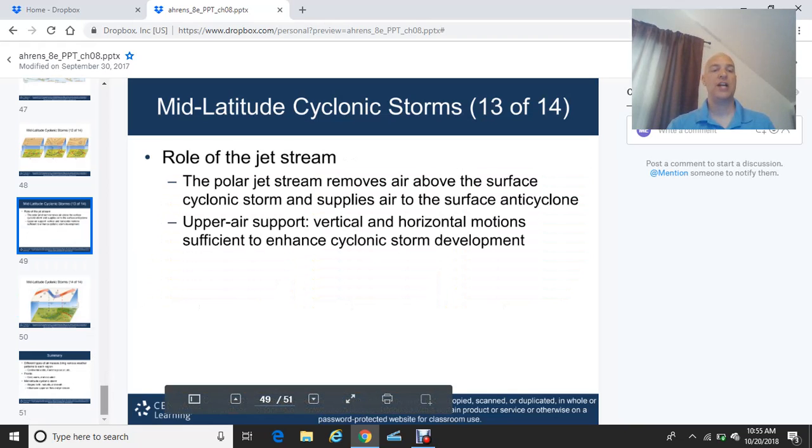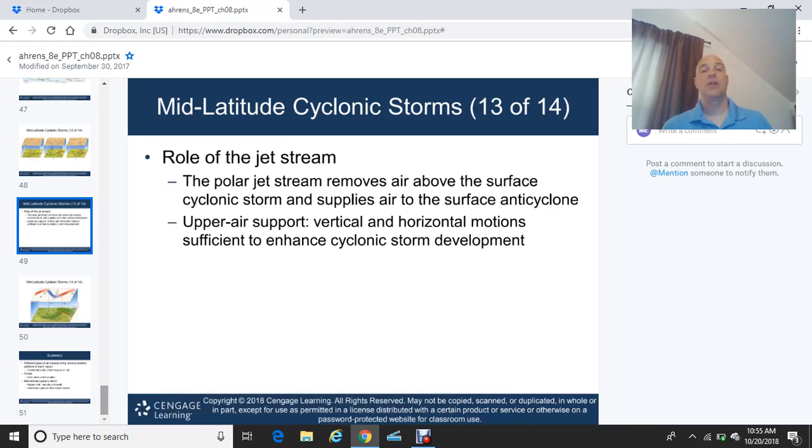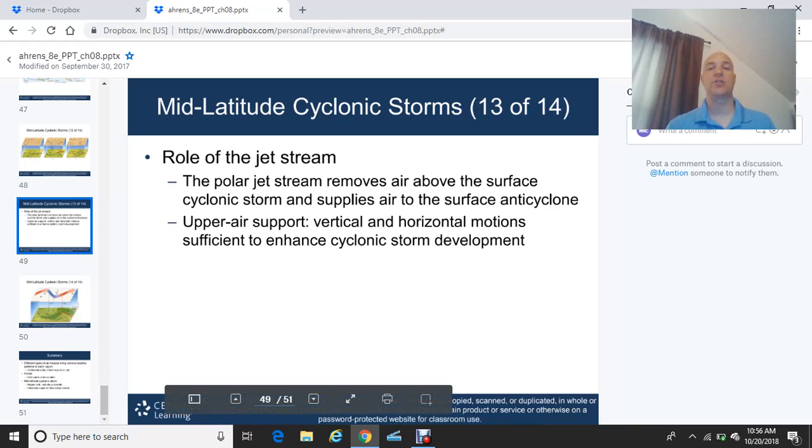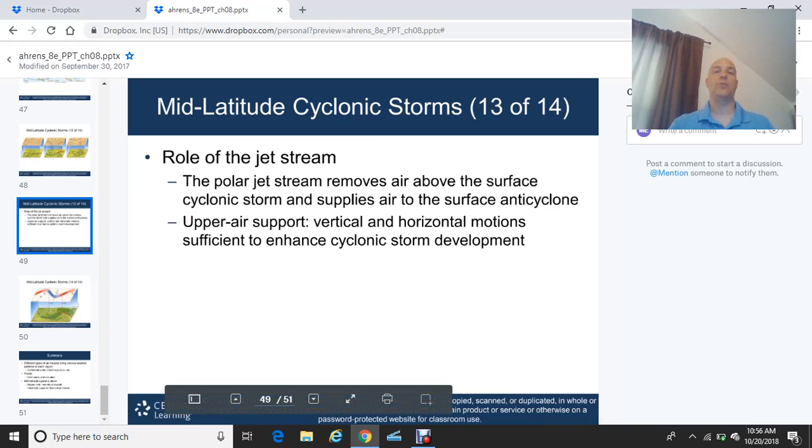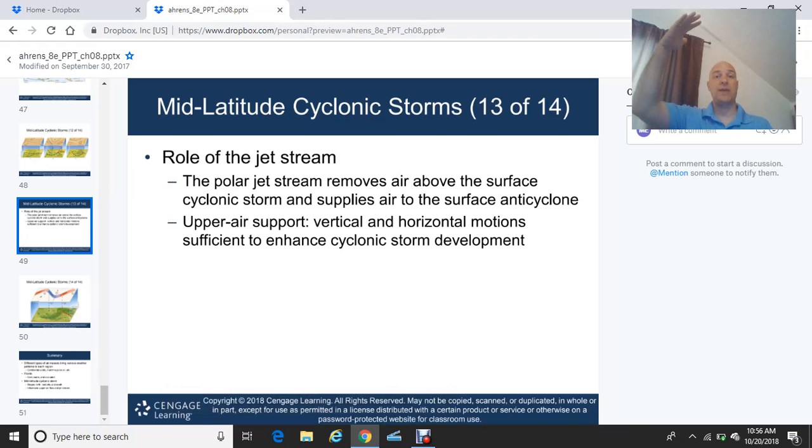The role of the jet stream, I just want to hit on that, and then we'll be wrapping this lesson up. The polar jet stream removes air above the surface low pressure system or cyclonic storm, and supplies air to a surface anticyclone or high pressure. The upper air support, when you look at the atmosphere, you got to look at 3 dimensions. It's not just a 2-dimensional thing. You got to look at all levels of the atmosphere from the surface all the way aloft.